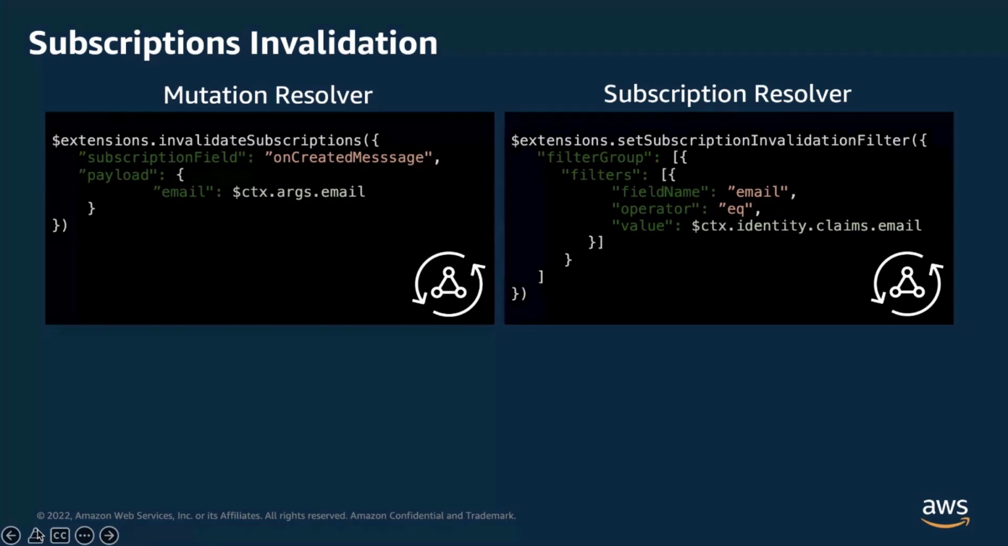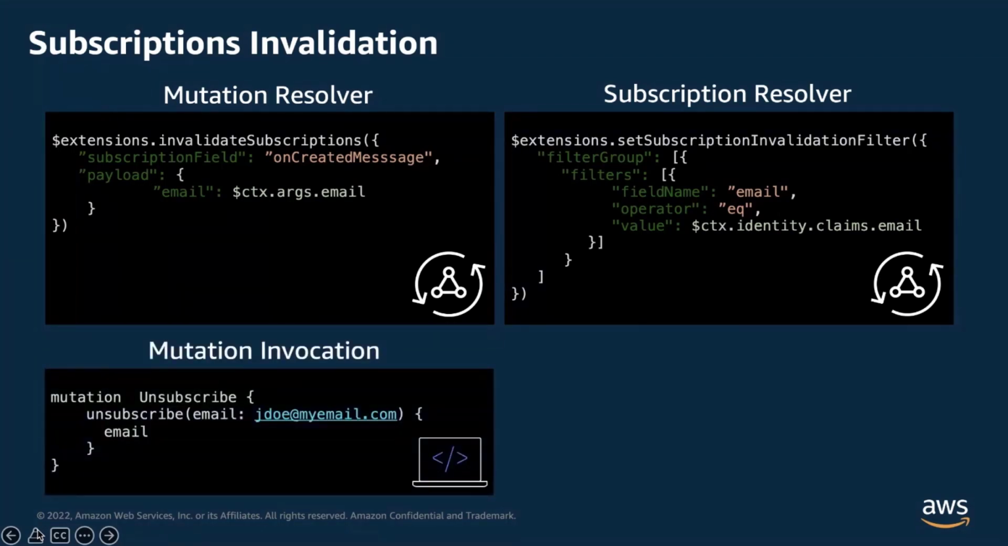And that's pretty much it. We're all set. A user or a backend service with appropriate privileges can then issue the mutation to invalidate those connections. In this case, a mutation called unsubscribe. You can easily configure any operation in AppSync to be associated with a specific authorization mode. In this case, we can set up the mutation so it can only be invoked if the user is part of the admin group.